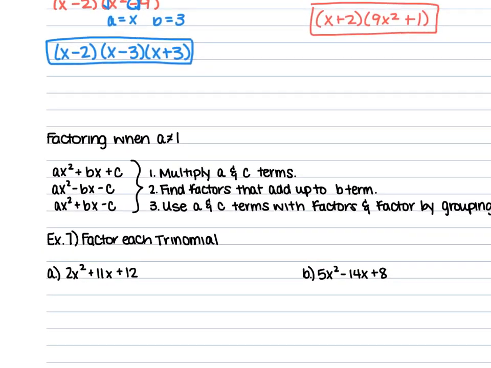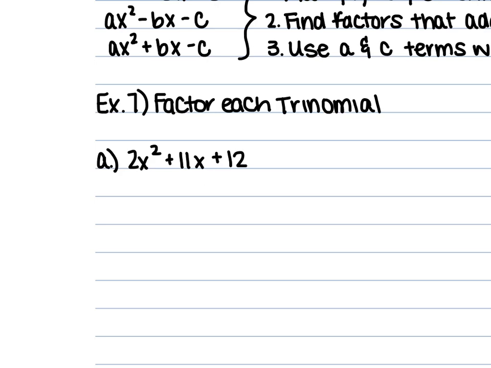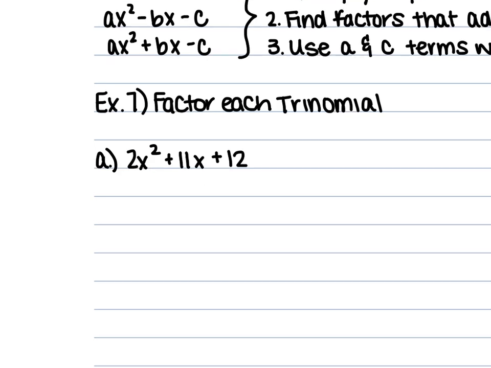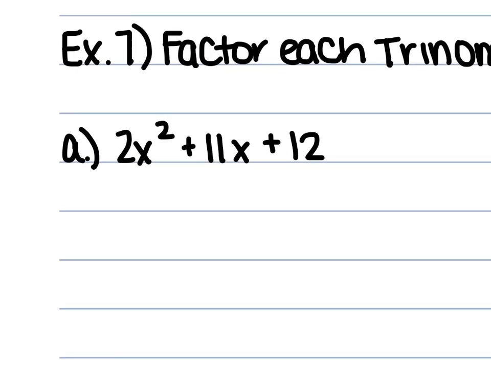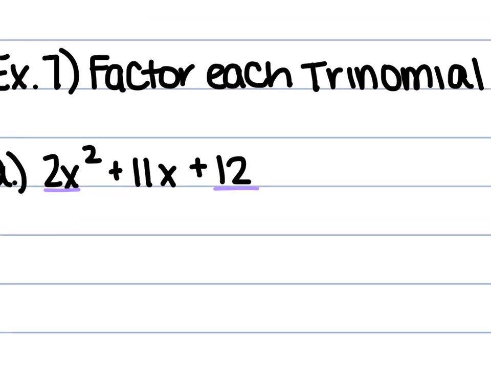Sometimes you're going to have these polynomials where your a term is not 1 and you can't factor out a common factor with all of them. So if we look at example 7a, we have 2x squared plus 11x plus 12. We can't factor anything out from any of these because none of them share a common factor other than 1. So what you do from here, you're going to multiply your a and your c. So we have 2 times 12. From here, we get 24. We are going to find the factors of 24 that add up to be our b term.